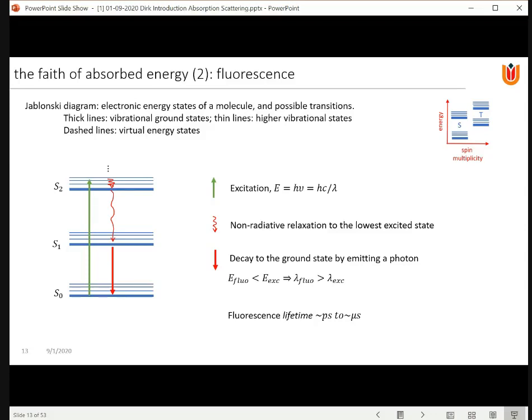This process takes relatively little time. From excitation to emission of the photon, that can be in the order of picoseconds, but can be up to microseconds. It's fast, but measurable. Microseconds is easily measurable.